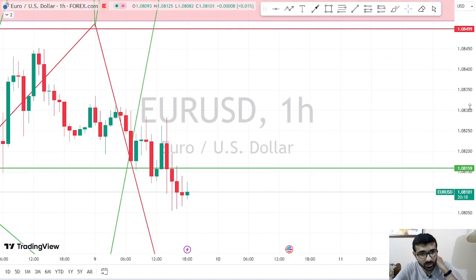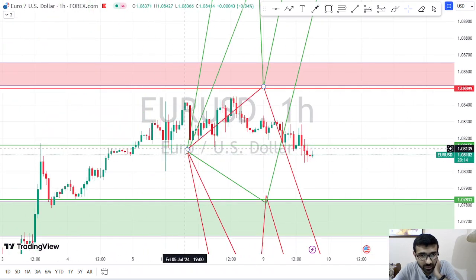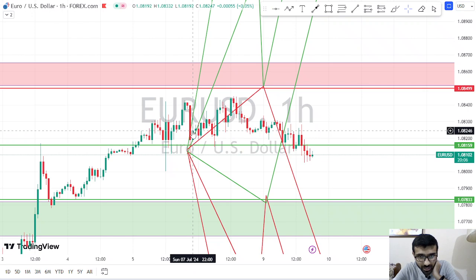Okay, so in Euro USD pair, you guys can see that when we were discussing, market was trading approximately over here. So once market tested our short-term area of support and closed with a good green candle, we could have taken a buying entry over here.